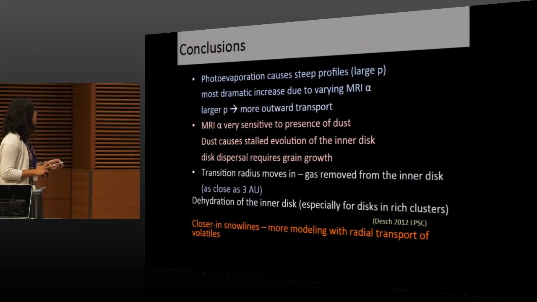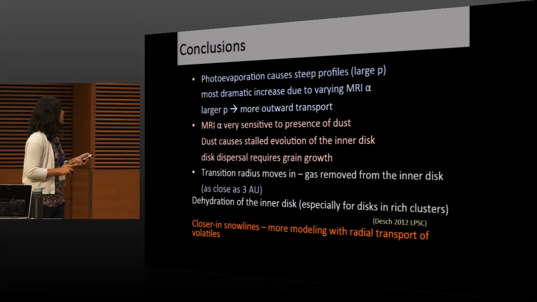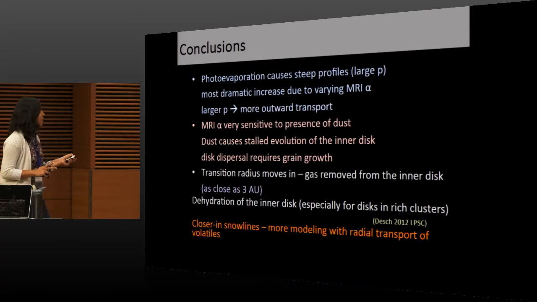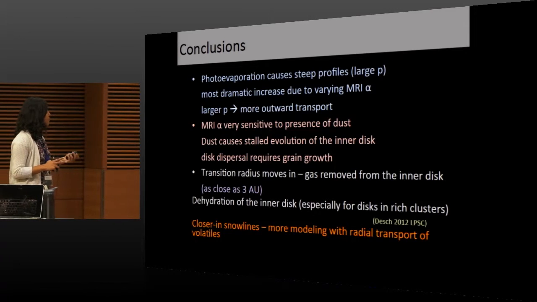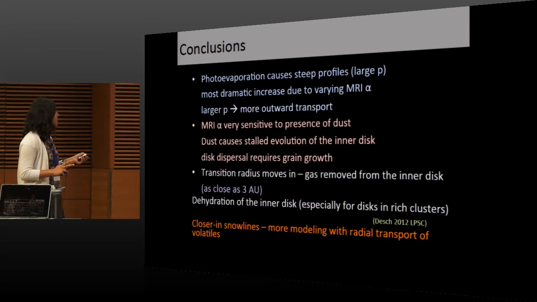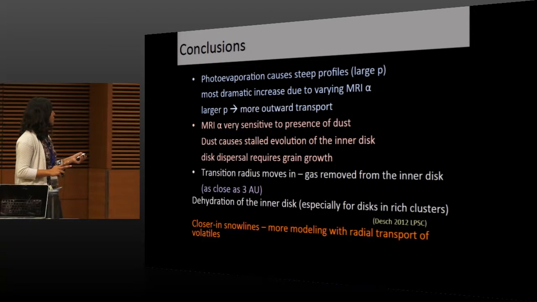So conclusions: photoevaporation does cause steep profiles, so we get a large P, and this is likely to create more outward transport, from the result by Takeuchi and Lin. MRI alpha is very sensitive to the presence of dust, and dust causes the stalled evolution of the inner disk. It doesn't let it evolve. Disk dispersal would require grain growth, which we don't model here.